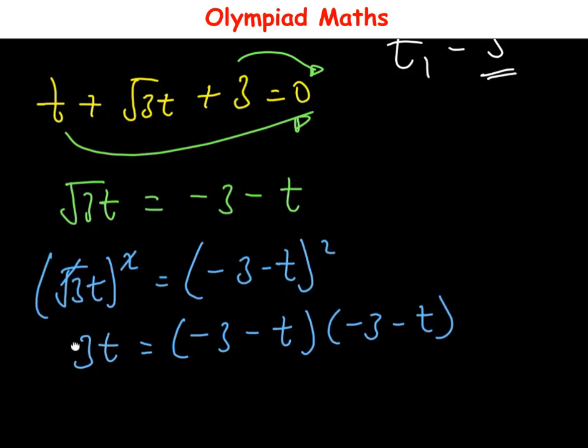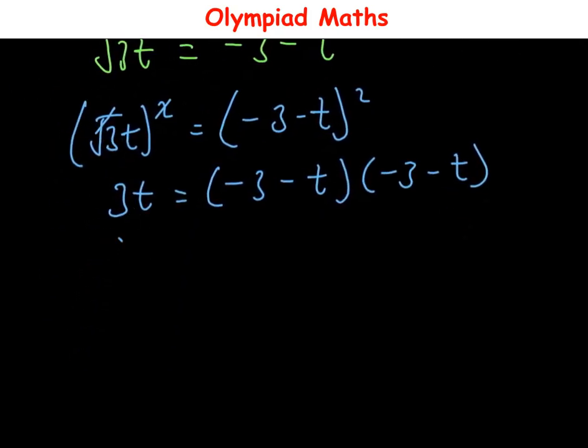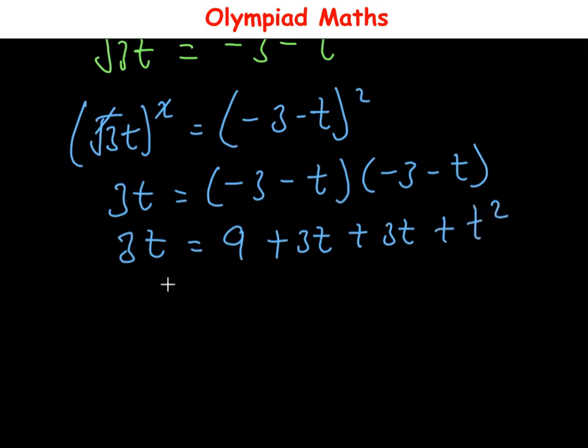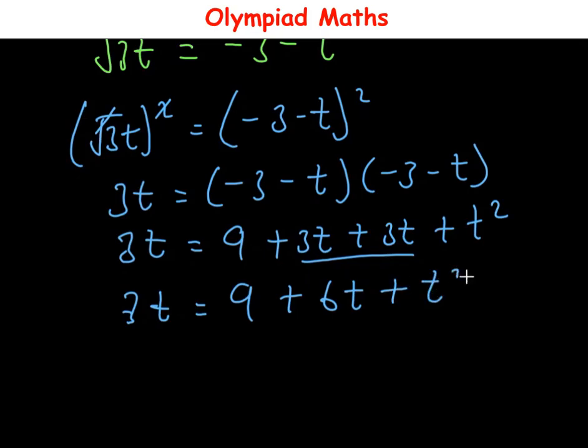Okay, so with this, what we have is 3t is equal to minus 3 times minus 3 is plus 9, minus 3 times minus t is plus 3t, minus t times minus 3 is plus 3t, minus t times minus t is plus t squared. Okay, so from here, 3t is equal to 9 plus 3t plus 3t equals 6t plus t squared.